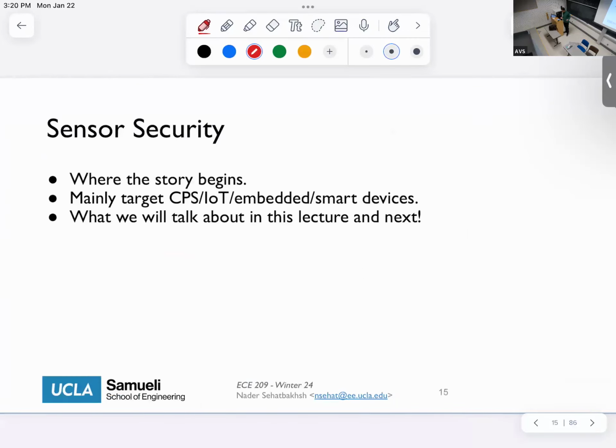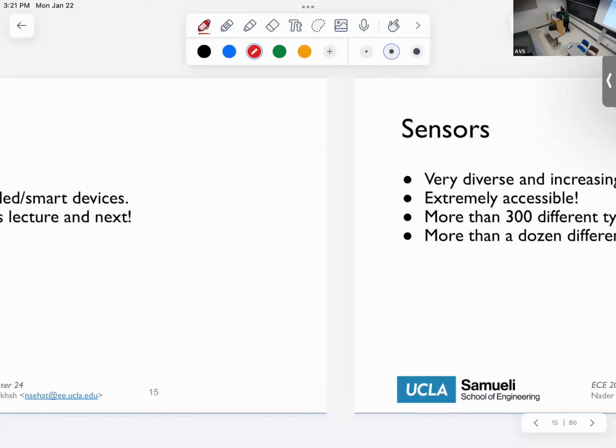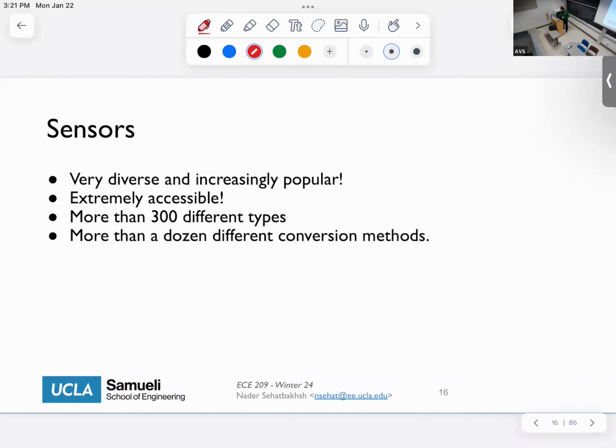In both cases, sensors and actuators are where our story begins. As I said, the focus of this course is IoT systems, because that's where you see all of these different sensors and actuators. So we're going to talk about this for the rest of this lecture and the next lecture. All right, so let's focus on sensors.